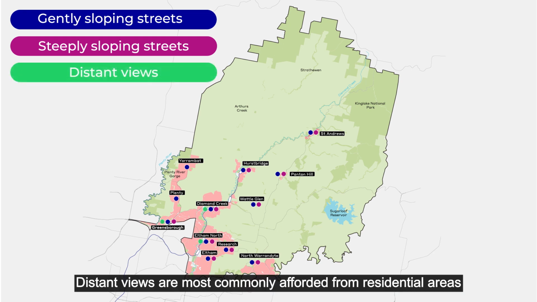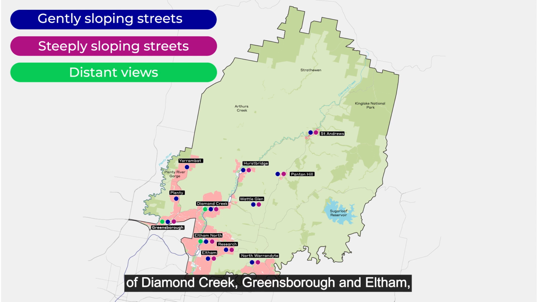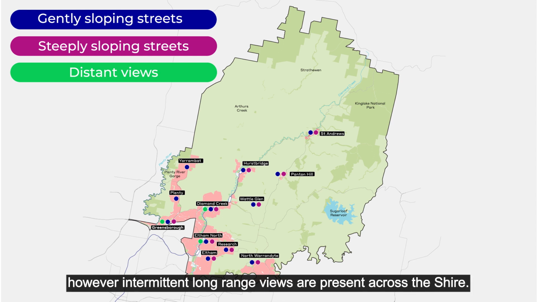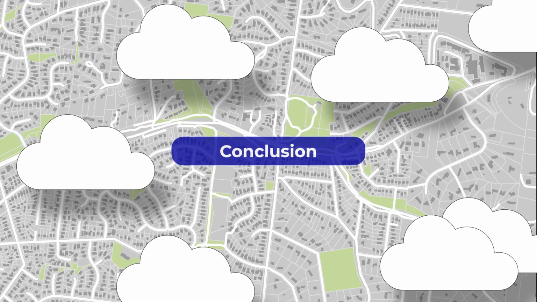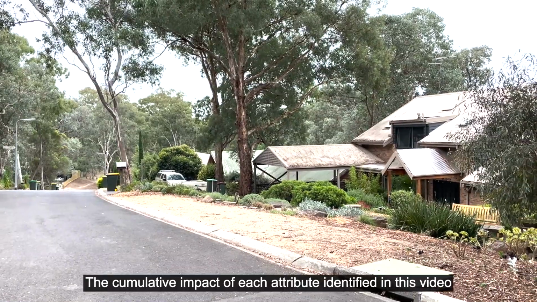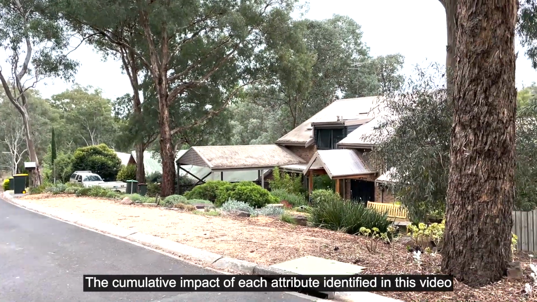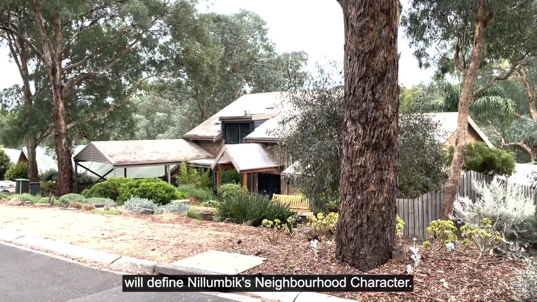Distant views are most commonly afforded from residential areas of Diamond Creek, Greensborough and Eltham. However, intermittent long-range views are present across the Shire. The cumulative impact of each attribute identified in this video will define Nillumbik's neighbourhood character.